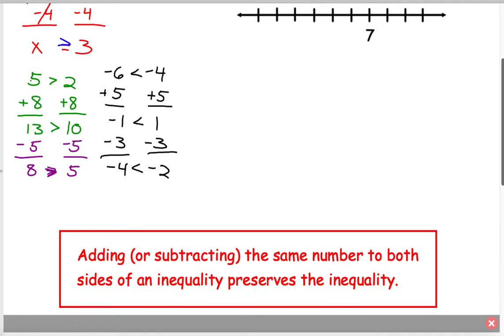So adding or subtracting, and remember subtracting is just adding the opposite, the same number to both sides of an inequality preserves the inequality. That means that the inequality symbol stays in the same direction and it's going to be true.